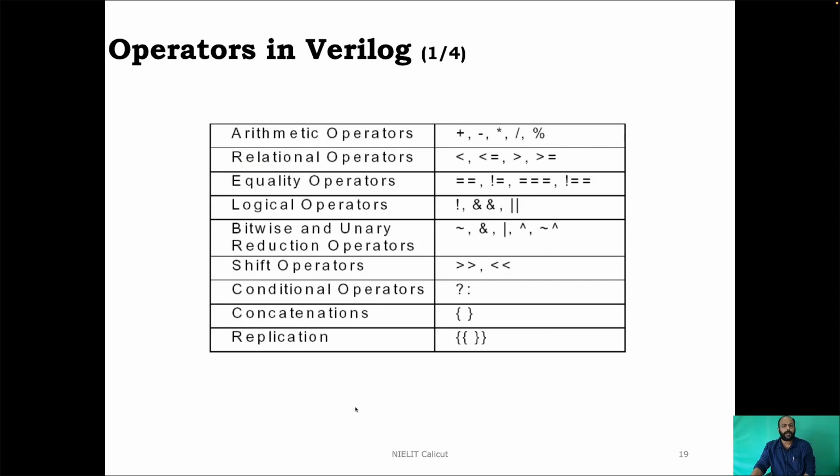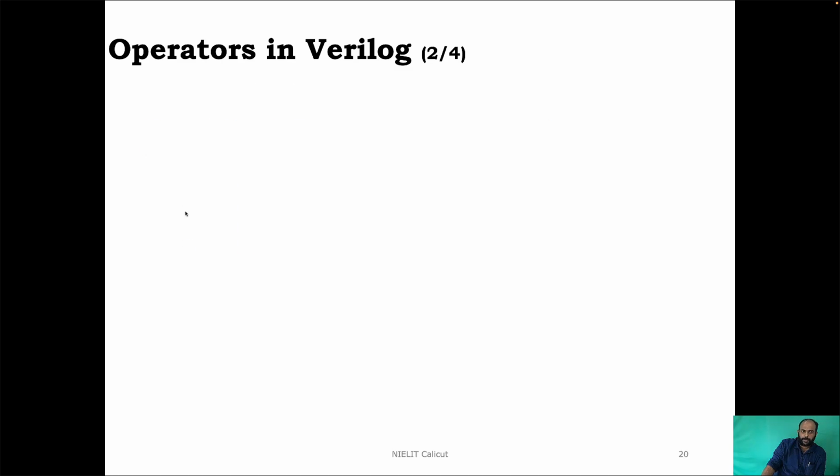Now let us take a quick look at what the different operators in Verilog are. In Verilog, there are actually 9 classes of operators: arithmetic operators, relational operators, equality operators, logical operators, bitwise operators, unary operators, otherwise known as reduction operators, shift operators, conditional operators, concatenation operators, and replication operators. A few of the operators are exactly the way they are in other languages also. What operators behave differently, we will have a look at with certain examples.